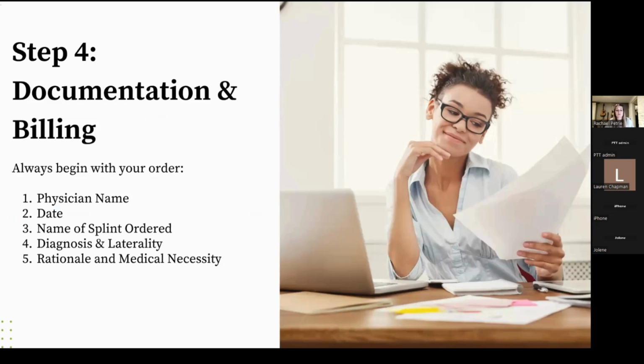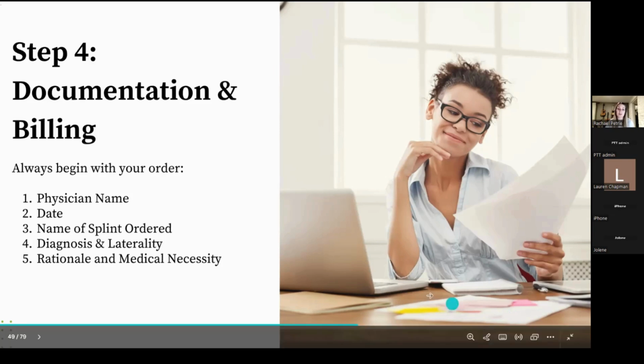So the first thing you always want to make sure that you're documenting is the physician's name for your splinting order that you have, the date of that splinting order, what they ordered exactly, because of which diagnosis, was it on the right or the left? And then the most important thing is to include the rationale and the medical necessity. So why are you fabricating this splint? Why do they need it? Why did you make extra steps in time to fabricate something custom?